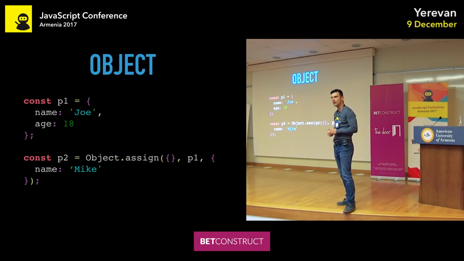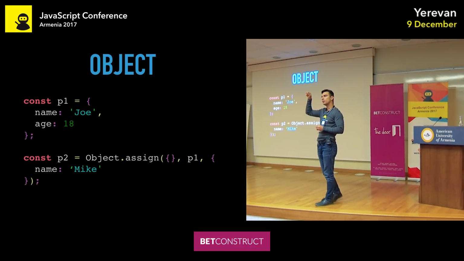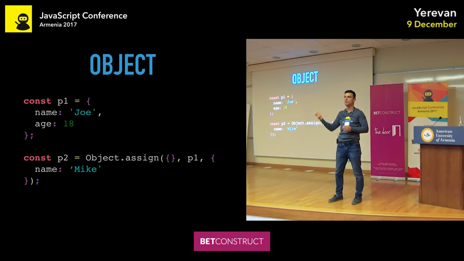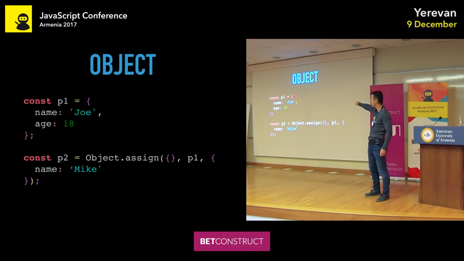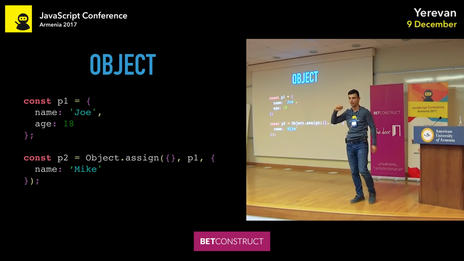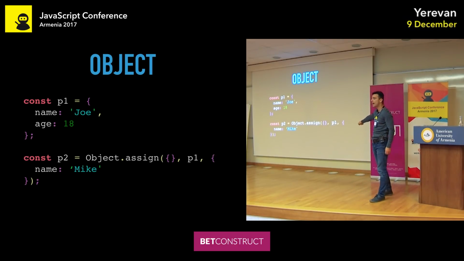Dojo had mixin. The idea is very simple: each property or attribute of an object can be copied into another object. So consider this. We have a P1 which has an object with name and age. We can then do Object.assign, giving it an empty object. This first object is what will eventually be returned and assigned to P2. But before that, every attribute of P1 will get copied into this object. In other words, name Joe, age 18, will now get copied into that one.